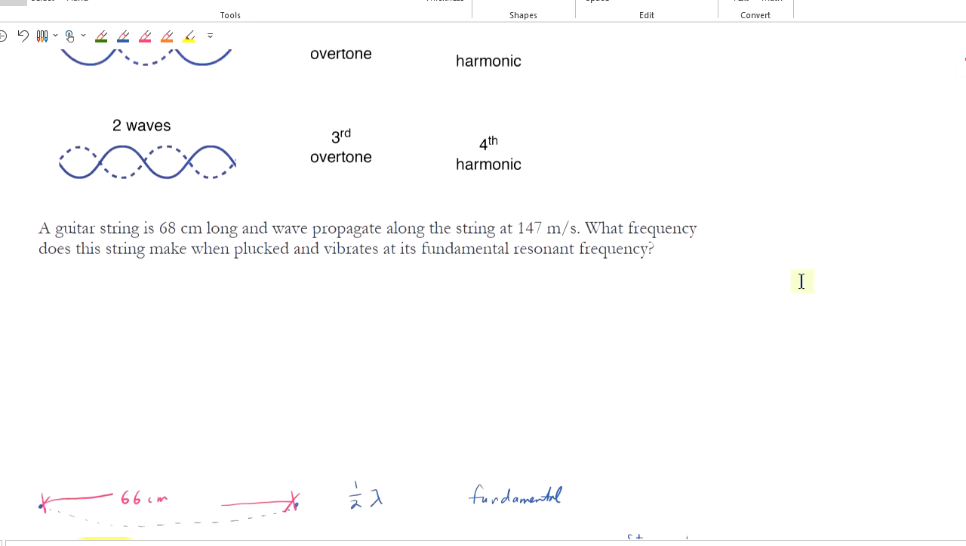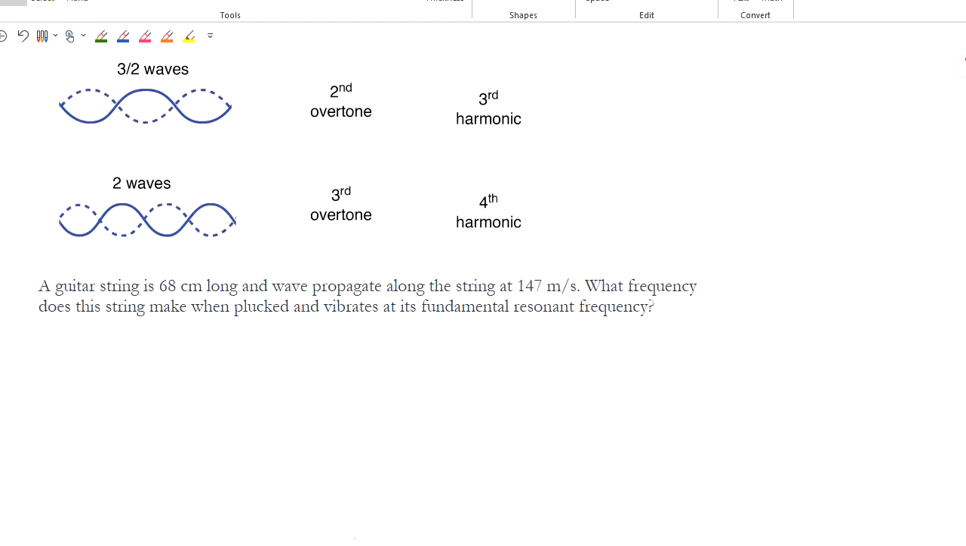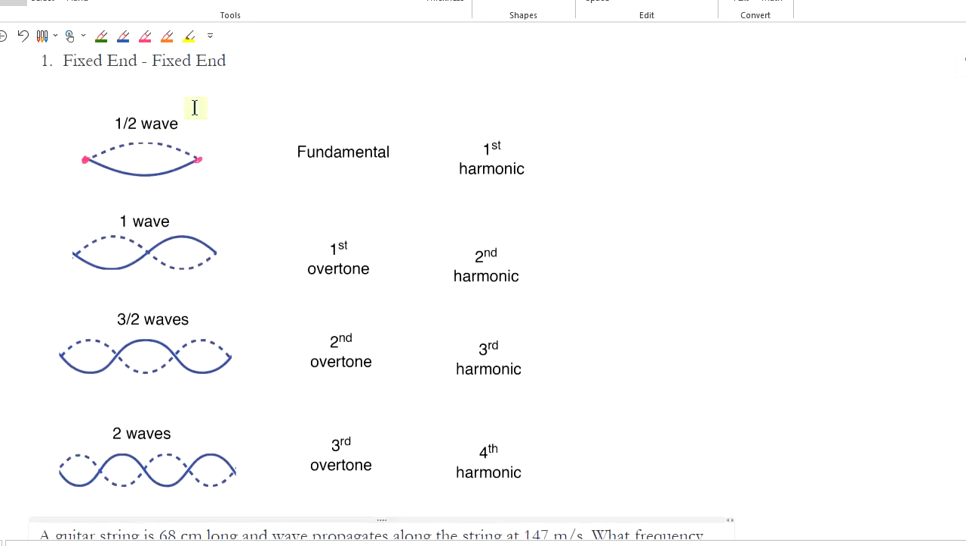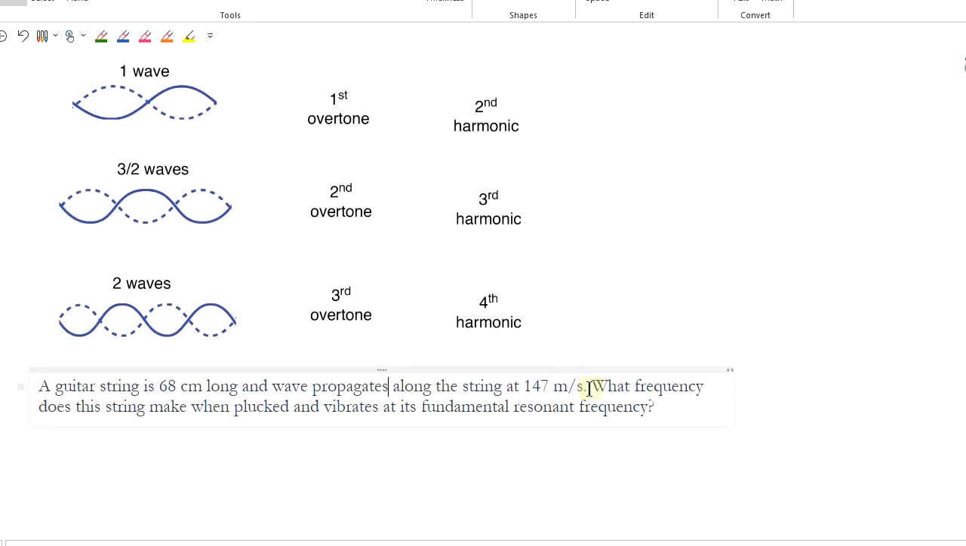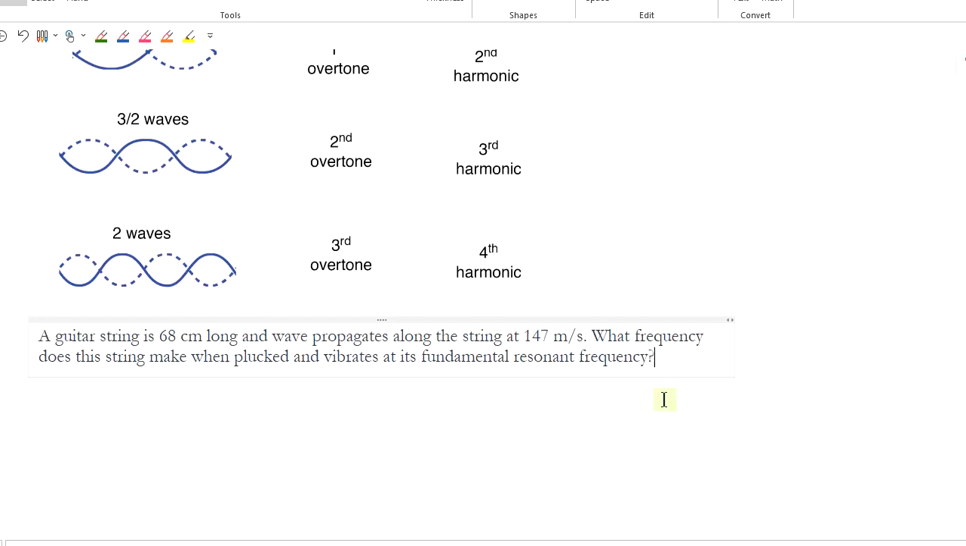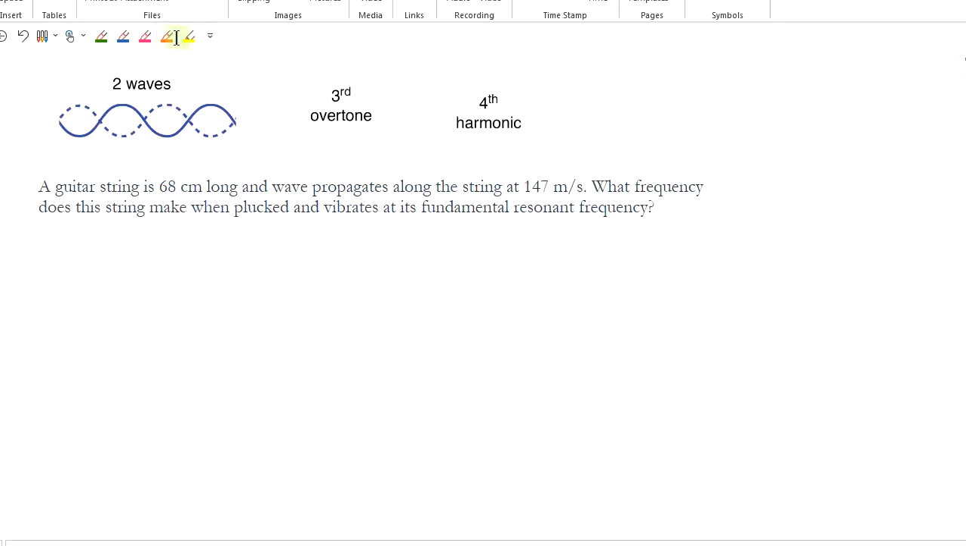So this example is: a guitar string is 68 centimeters long, and a wave propagates along the string at 147 meters per second. So what frequency does this string make? Well, the thing is, when a guitar string vibrates, it'll vibrate at all of these at the same time, so you get a nice rich tone. But this question is asking, what frequency does the string make when plucked and vibrating at its fundamental resonant frequency? So let's attempt this problem here. What do we need to know? The fundamental frequency is this one here.